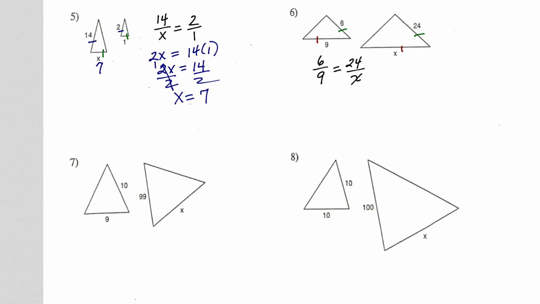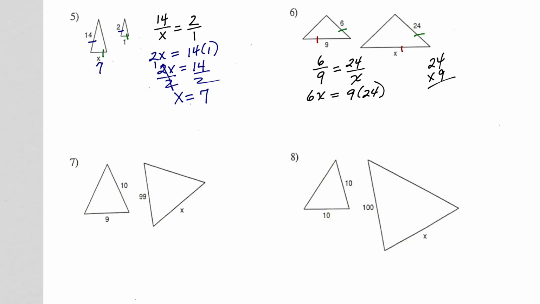Okay, at this point, we want to go ahead and do our cross products. So 6 times x is 6x. 9 times 24 is our number. Okay. Now, when I do 9 times 24, I would do that off to the side because I'm not going to be able to do that in my head.